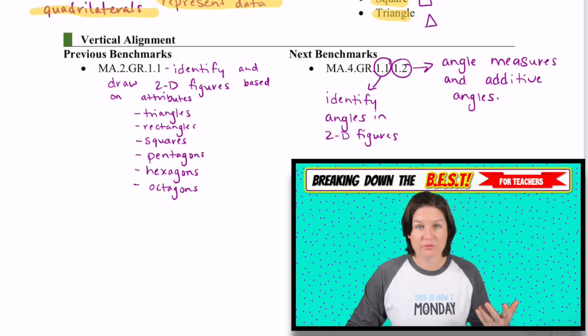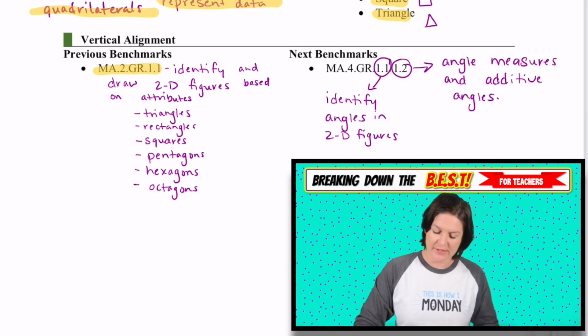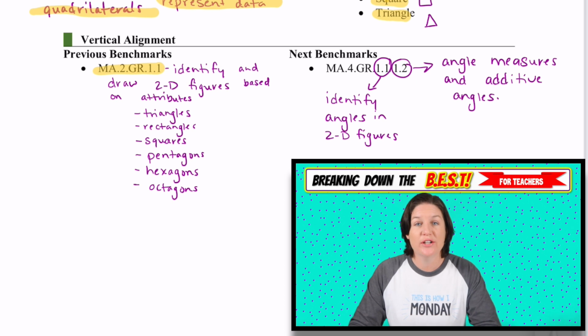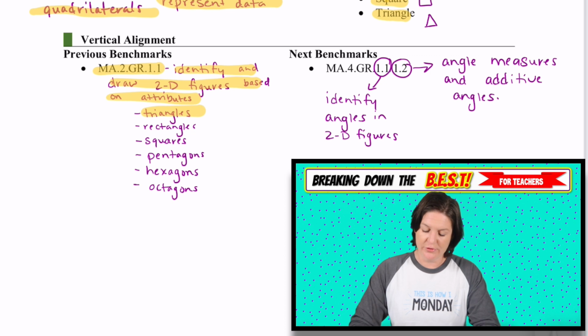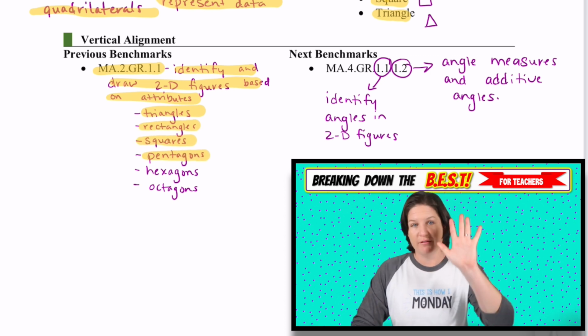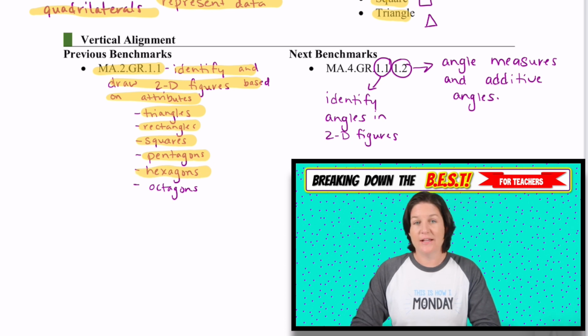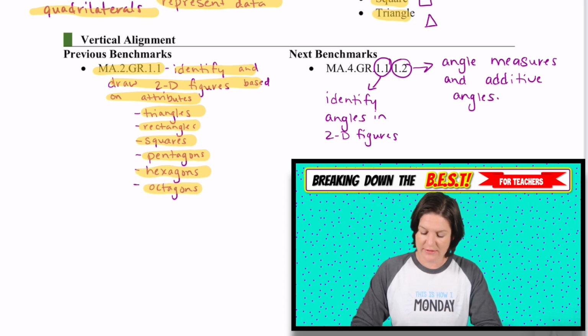Now, where are they coming from in second grade? Well, there's this standard right here, 2.GR.1.1, and this standard says to identify and draw two-dimensional figures based on attributes. So they spend time drawing triangles, rectangles, squares, pentagons, which have 5 sides, hexagons, which have 6 sides, and octagons, which have 8 sides.